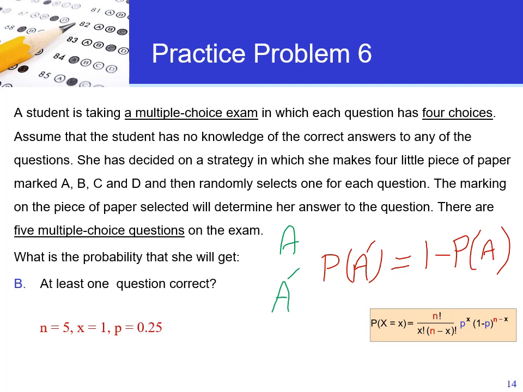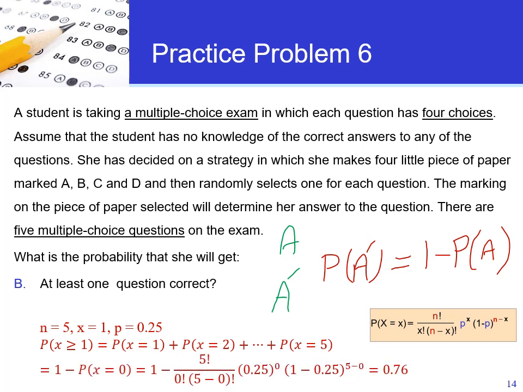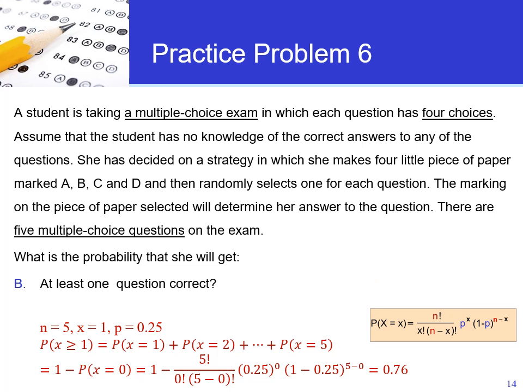So n is 5, x is 0, p is 25%. We write it this way: 1 minus the probability that x is equal to 0, and we plug in everything and we get the probability as 76%. So the probability that she gets at least one of the questions correct is 76%.